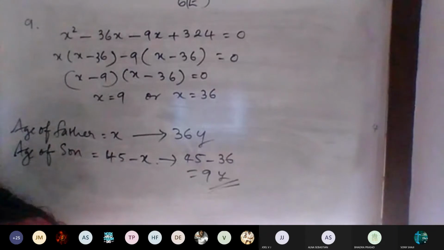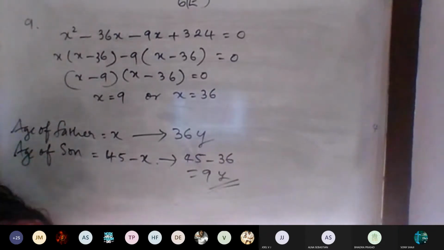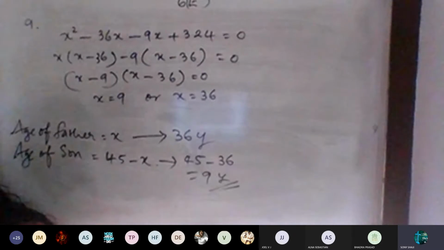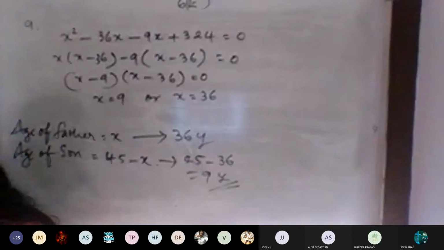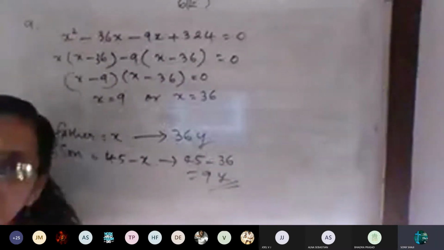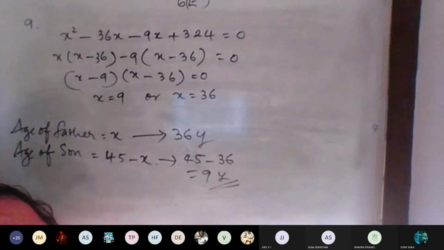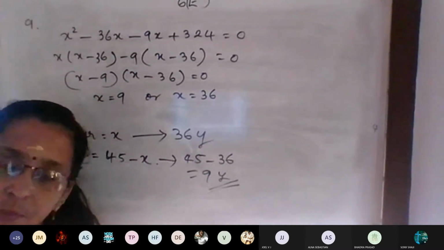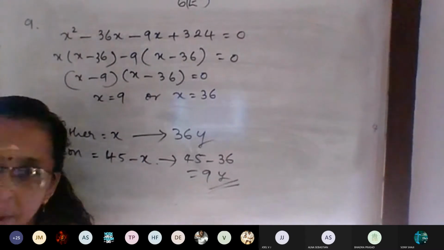Mohan takes 16 days less than Manoj to do a piece of work. Therefore, if Mohan takes x, Manoj will be x plus 16. We have to find the one day's work. What will be Mohan's one day work? 1 by x.